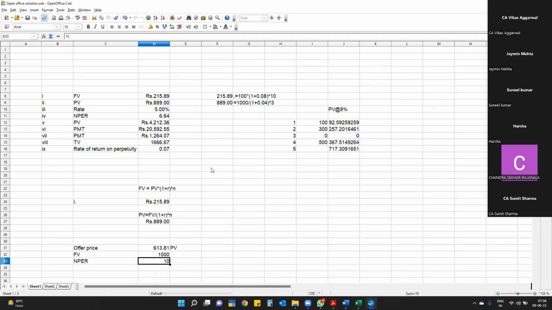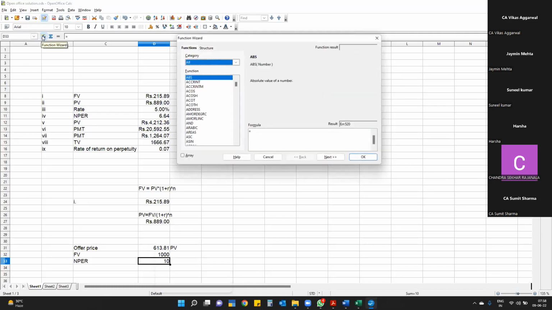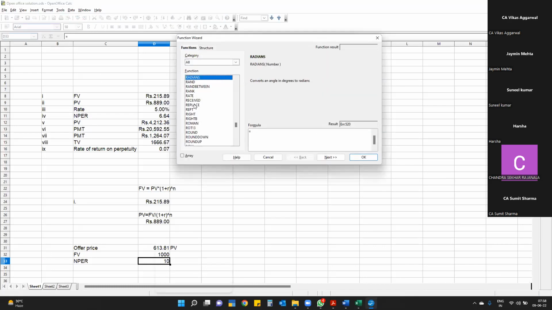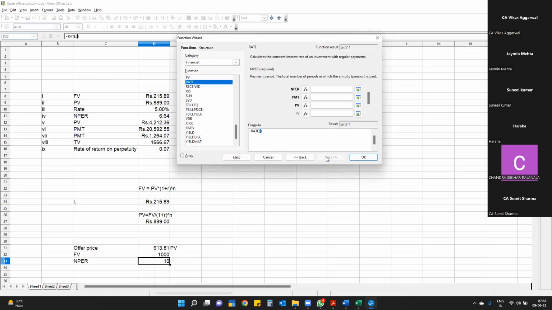So we have to calculate the interest rate. So we have to come to the FX. We will select the rate. I have opened the Open Office because in the exam you will get the Open Office only. So only the display is different. Otherwise the functionality is the same as Excel.